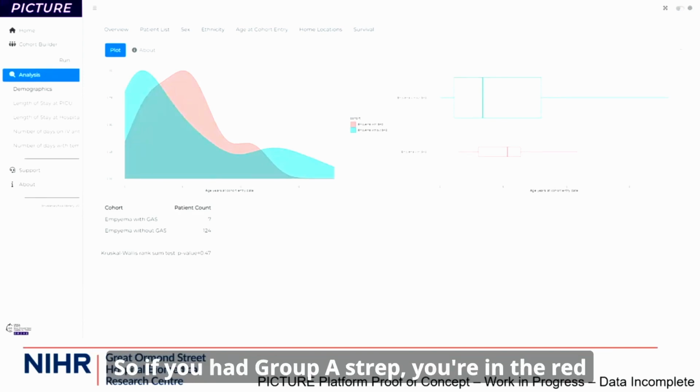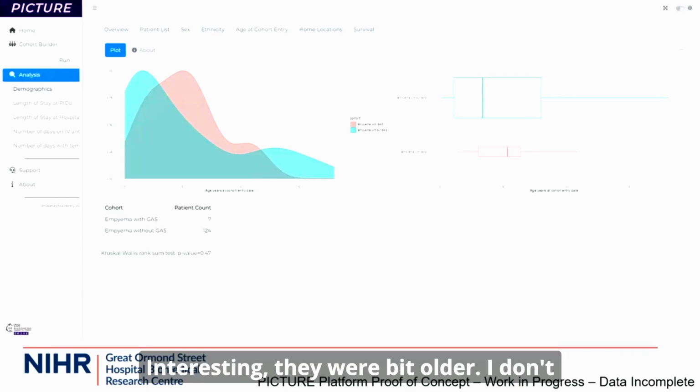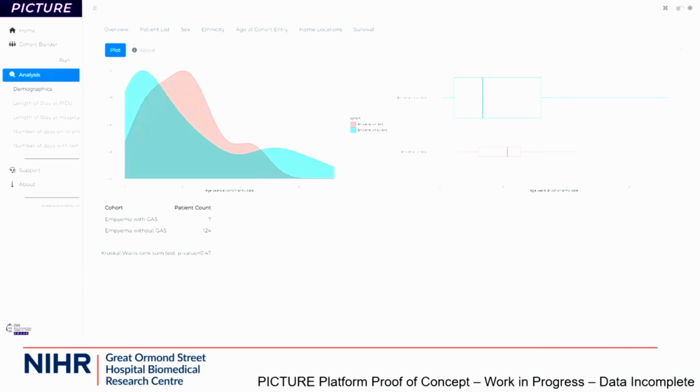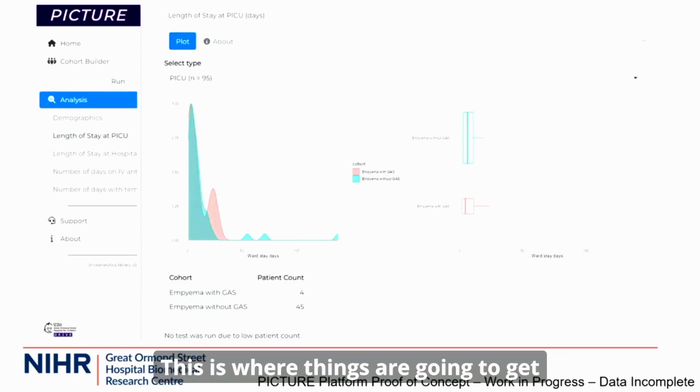So if you had group A strep, you're in the red list, and this is the number, how old you were. Interestingly, they're a bit older. I don't wonder if that's something to do with vaccines, really. Anyway. Then we can do how long you stayed in hospital. This is where things are beginning to get interesting. So the group A strep kids are sicker. We all thought that, but here's the proof.